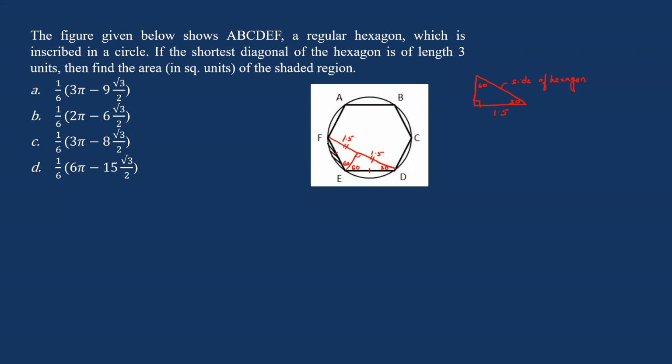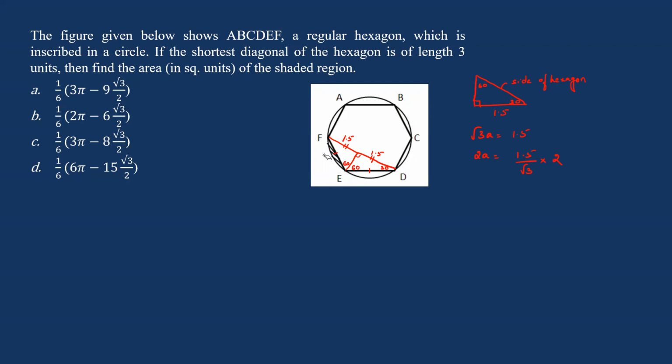Clear? Now, why am I looking at the side of the hexagon? We'll come back to that a little later. Let's first calculate this part because this is a basic calculation we should be doing. So if root 3a is equal to 1.5, then the value of 2a is equal to 1.5 by root 3 into 2. Clear? Let's keep it as it is.